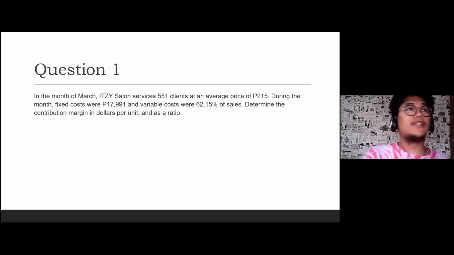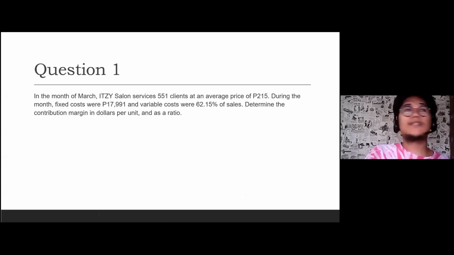So paano nga ulit natin yan kino-compute, guys? Si contribution margin per unit natin and as a ratio. Okay, very good. So someone got the correct answer, no?